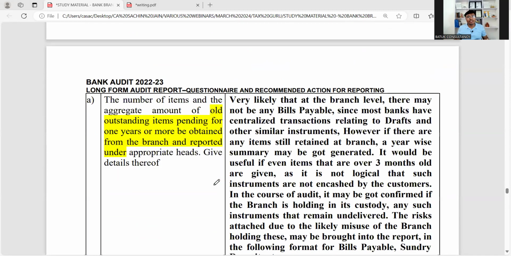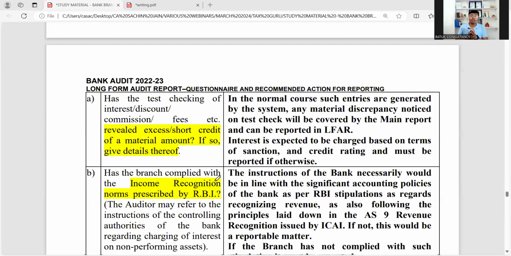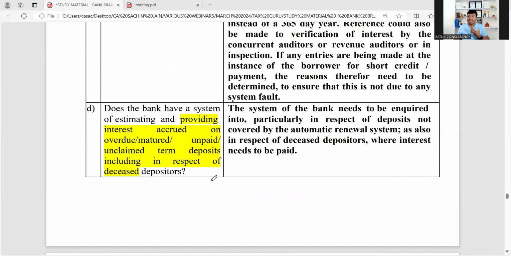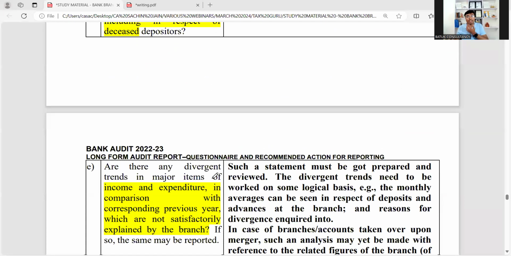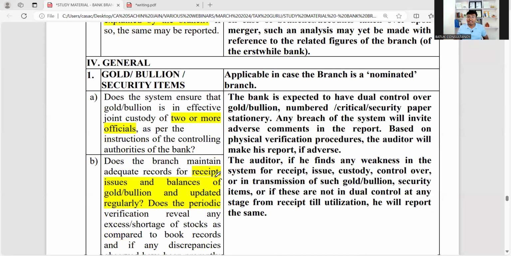These are the things which are very relevant, and all of these relate to contingent liability. If there is any issue on account of short credit of any material amount, or any issue with income recognition as per the RBI norms, the same is to be reported here. If there is any accrued interest, we check whether it is booked in the books of accounts and transferred to the balance sheet or not. So these are the things we need to verify.